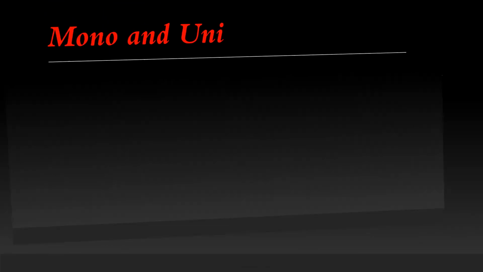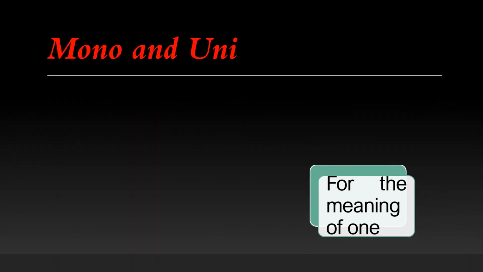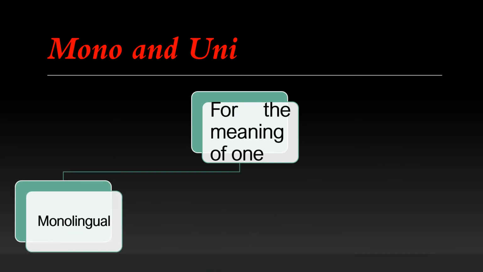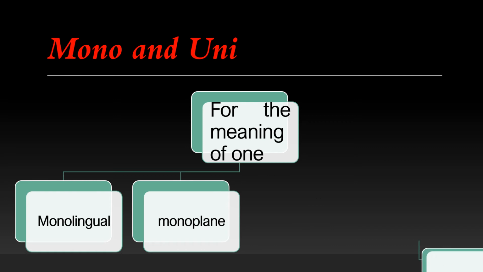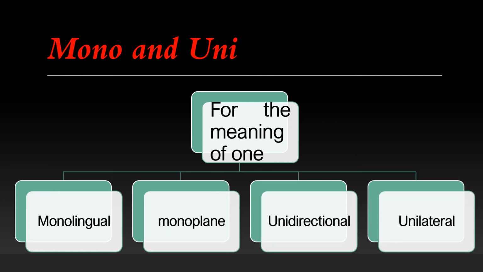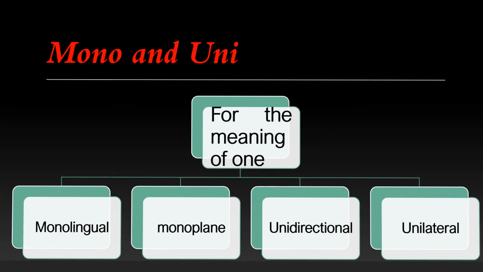Another example for prefixes of number are mono and uni. Both of them give us a meaning of 1. For example, monolingual and monoplane. And examples for uni are unidirectional and unilateral. So if we add mono or uni to a root word, we will get the meaning of 1.